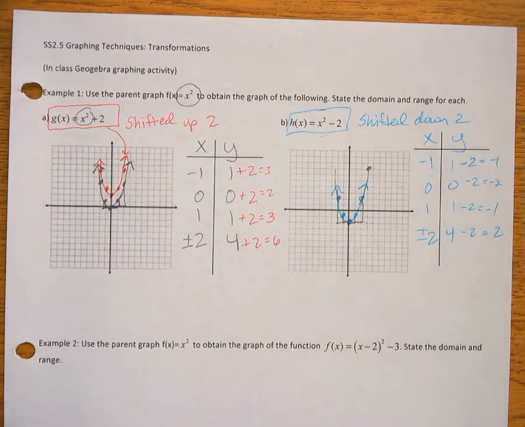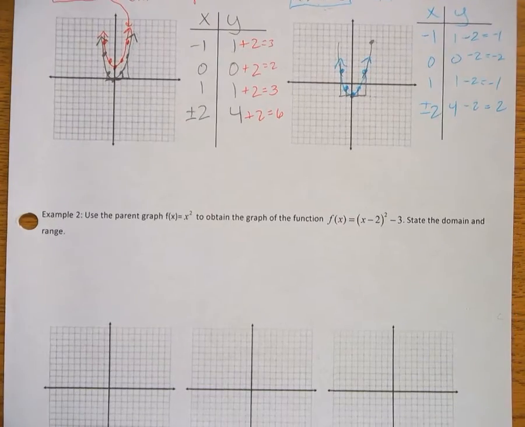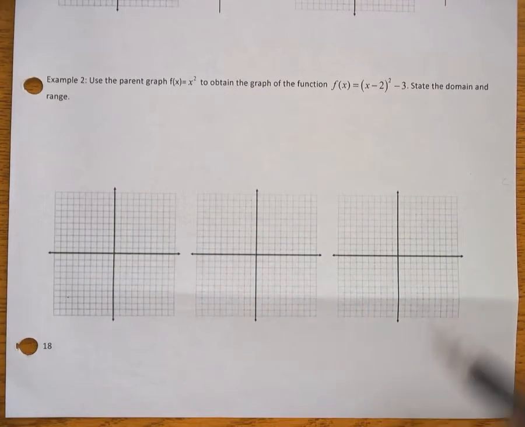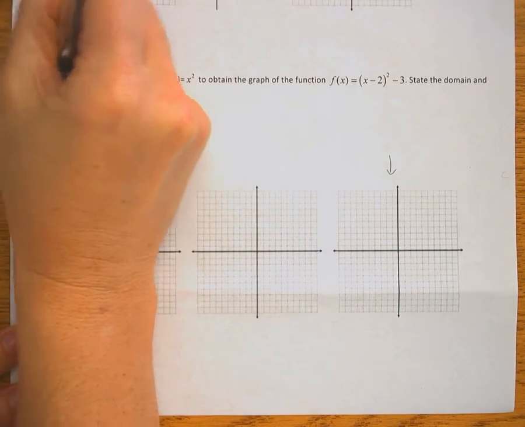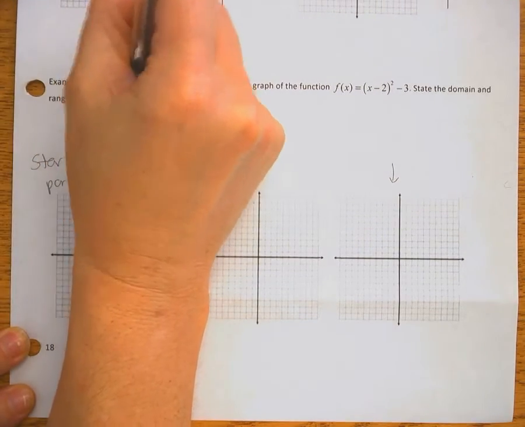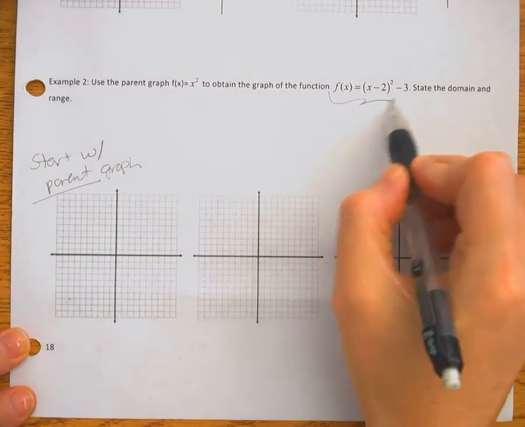Okay, so in example 2, what we'll do is go in stages. So the final answer will be this graph right here. And we'll start with the parent graph. And this is how I'd like you guys to sketch your graphs, in stages, starting with the parent graph, ending with the final equation graph.